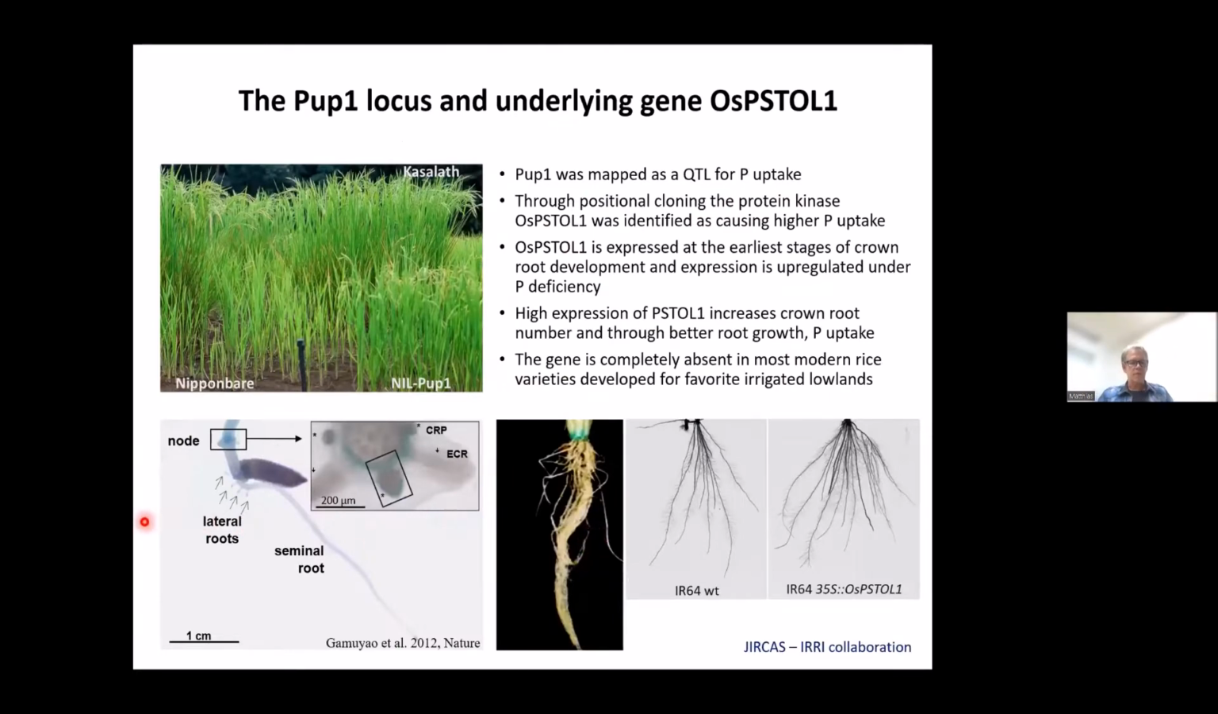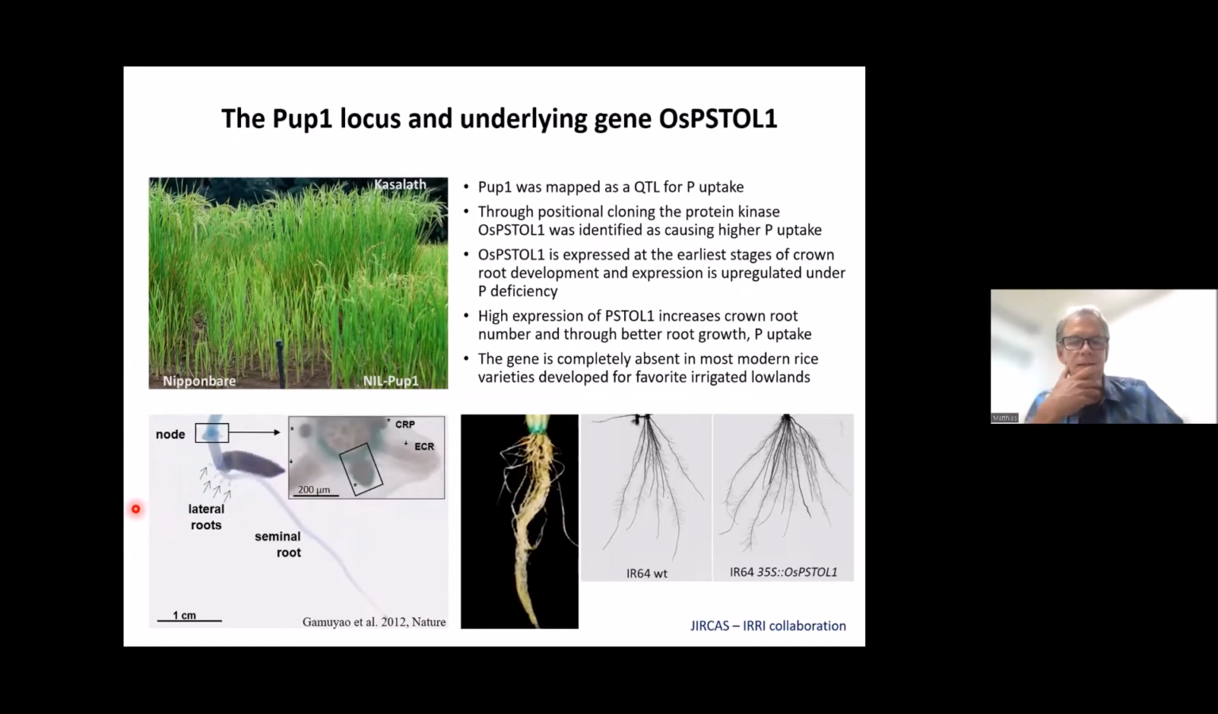So let me start with one of the highlights. It's a while ago, 10 years ago, but we cloned a gene called PSTOL1, for phosphorus starvation tolerance. This gene was found based on QTL mapping of the Pup1 locus. Pup1 stands for P uptake. Through positional cloning, we found this protein kinase gene, and we could see that the gene is expressed at the very early stages of crown or nodal root development. We also know that it was very strongly upregulated under P deficiency. So it was a very good candidate gene in terms of the response to P.